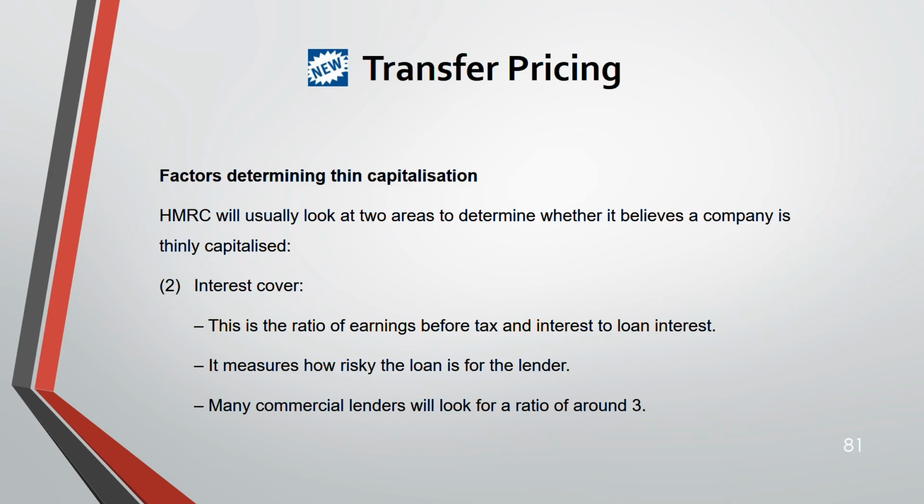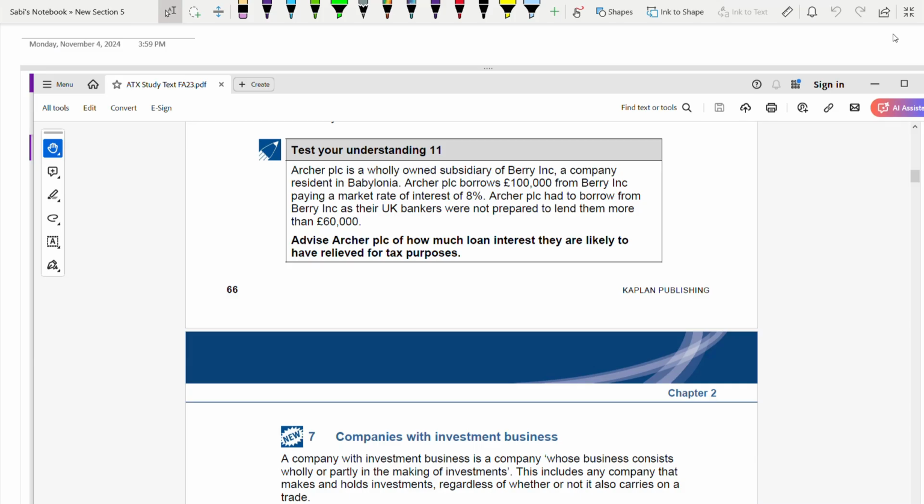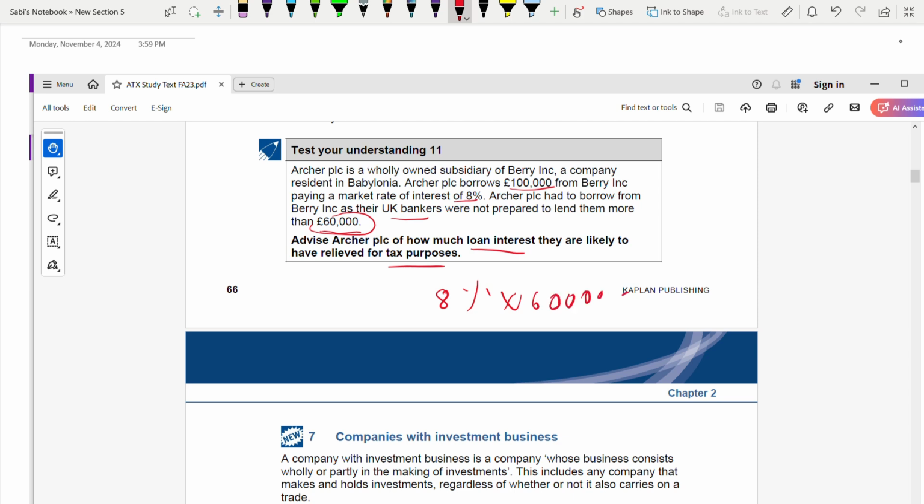Now let us do a question. Test your understanding 11. Advise ACCA PLC of how much loan interest they are likely to have relieved for tax purposes. Here it borrows 100,000. Market interest is 8%, and ACCA had to borrow from Barry as their UK bankers were not prepared to lend them more than 60,000. So here, because only 60,000 is allowed, only the interest at 8% of 60,000 will be allowed, and the excess will be disallowed. So 8% of 60,000 is 4,800. This will be allowed for tax.